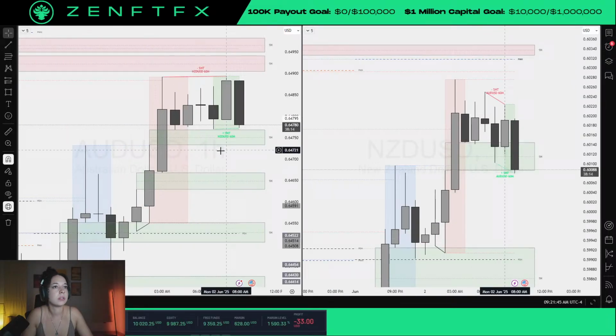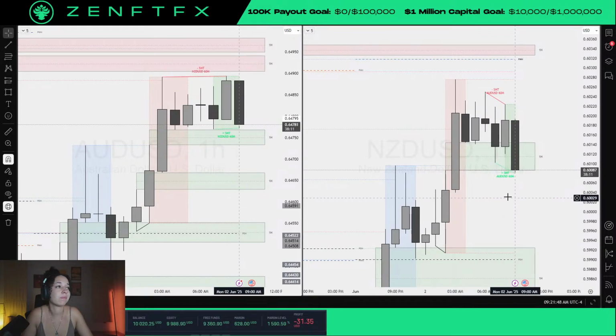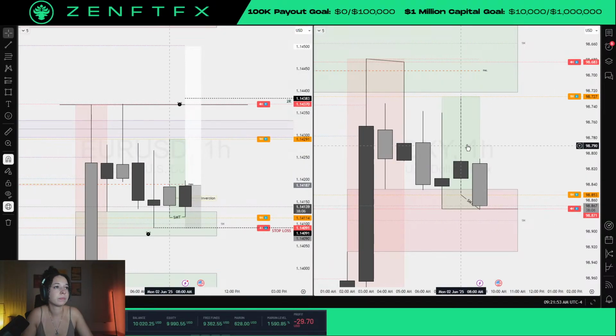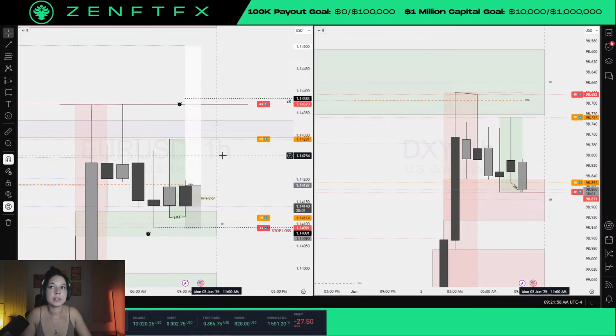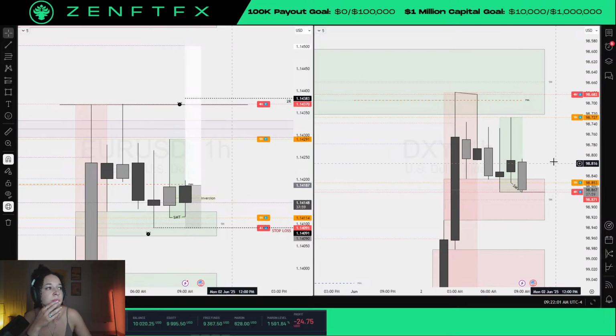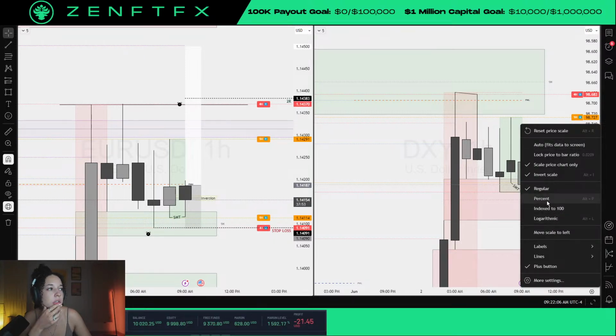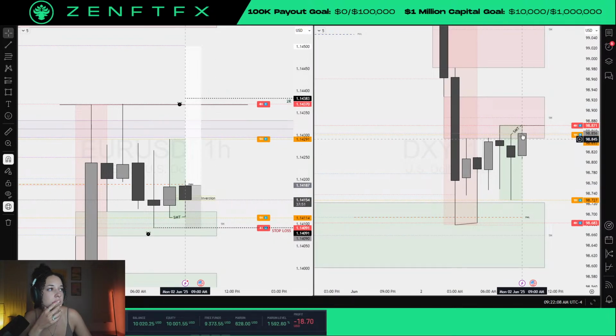Curious what AUD USD is doing. Oh yeah, it's doing the same thing. Maybe we find support here, but I don't know. Dollar could just be going up and sending these positions down. Let me try and invert this so I can see. Invert it again. I want to see the dollar. I think we can probably still get it. Honestly, I really want to see dollar come down so it can send Euro USD up.